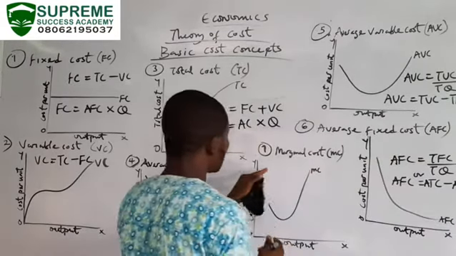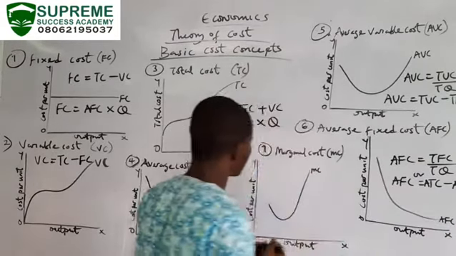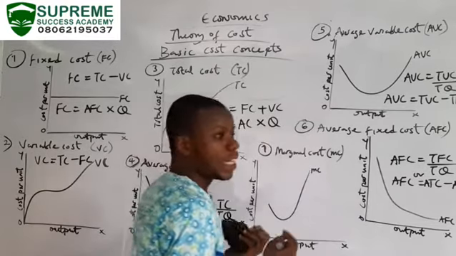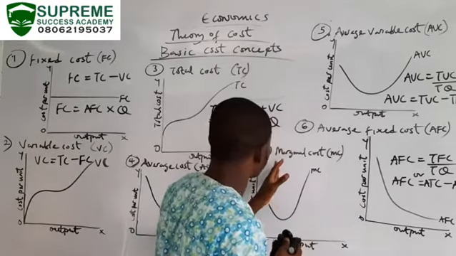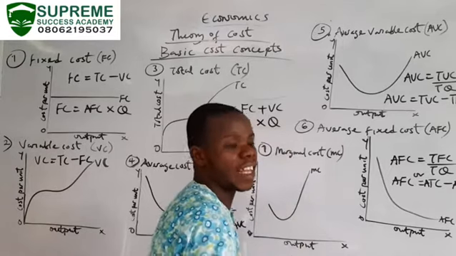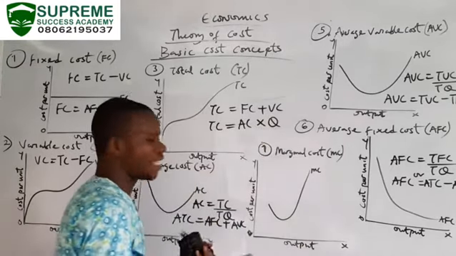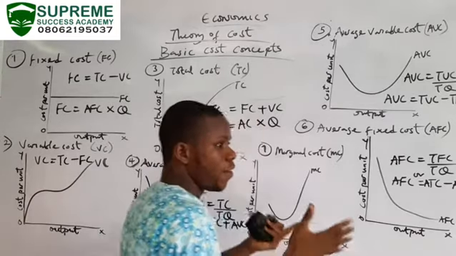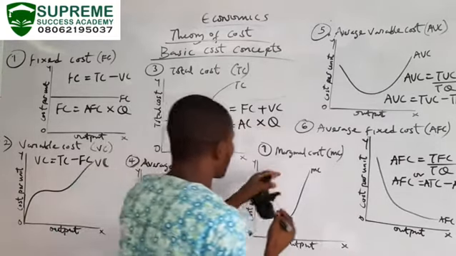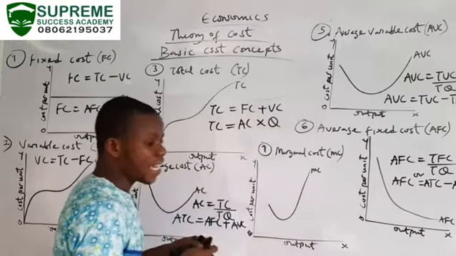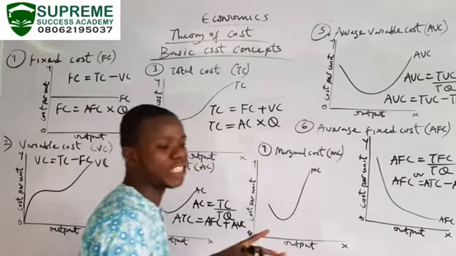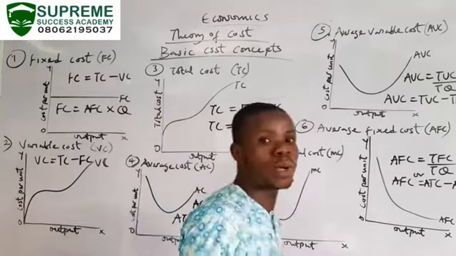So the last one, which is marginal cost. When we say marginal, we are trying to produce extra. For example, we are trying to increase our production by, let me say, 1 unit. So what marginal cost is talking about is the additional cost of producing additional units of a particular commodity.